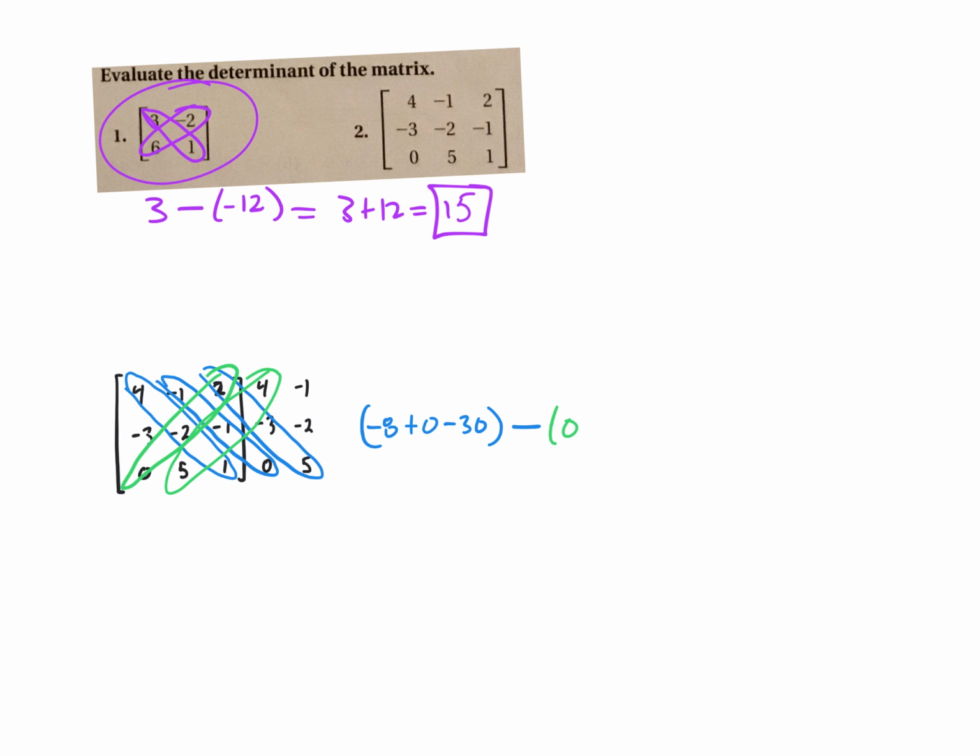5 times 4, which is 20, so it's going to be negative 20 because I'm multiplying by that negative 1. And then these ones, which is going to be 3 times 1 times negative 1, so it's going to be positive 3. So simplifying this down, this is going to be negative 38 minus a negative 17. Negative 38 plus 17 is going to be negative 21. It's going to be the determinant of that 3x3 matrix.